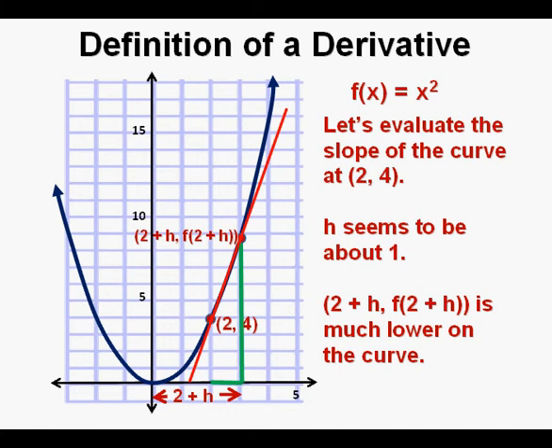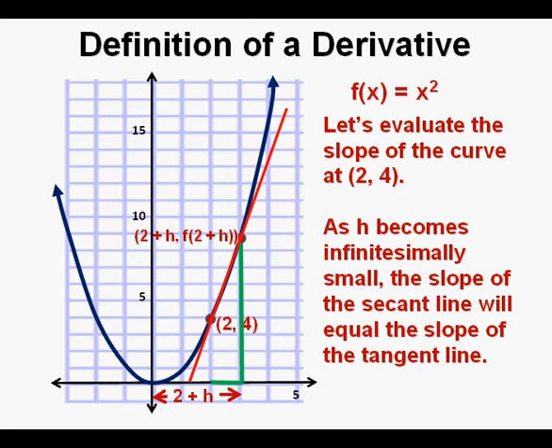See how much lower the point (2 + h, f(2 + h)) is on the curve. This new secant line would still be steeper than the tangent line at x equals 2, but much closer to its true value. We cannot even see space between that new secant line and the curve, since they are now much closer in value. Now here's the crucial point in determining the slope of a curve.